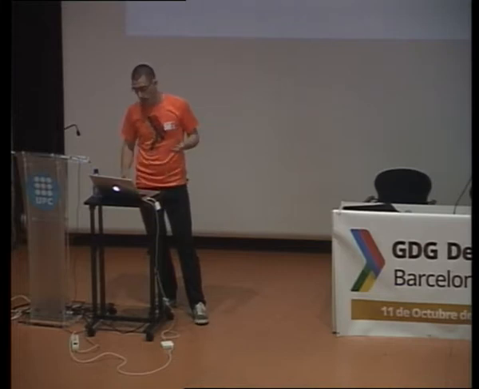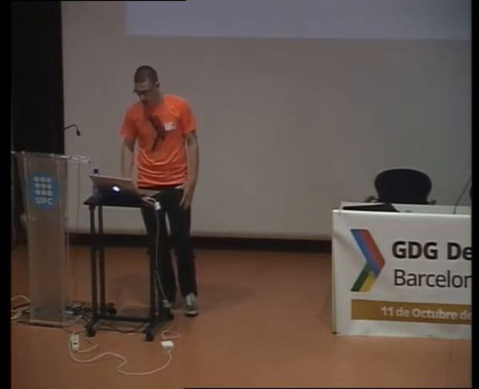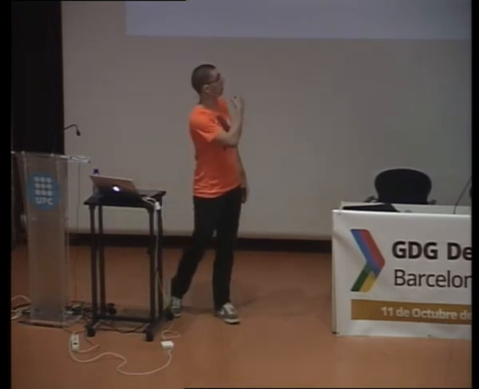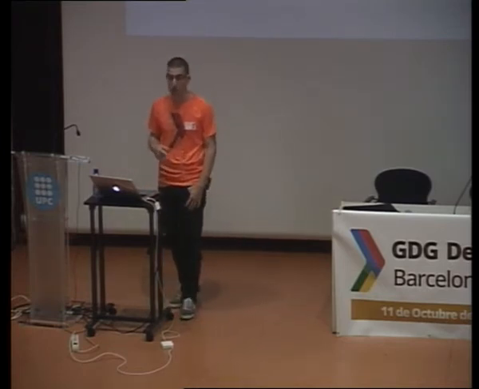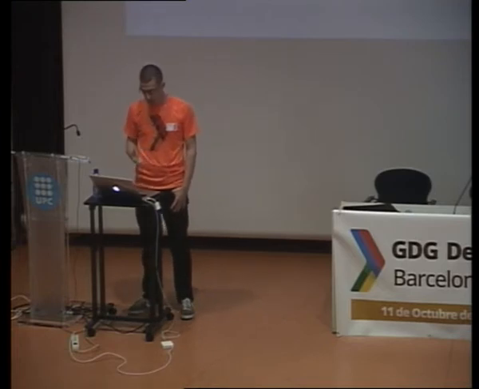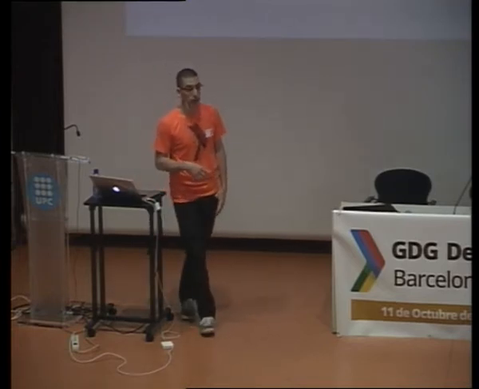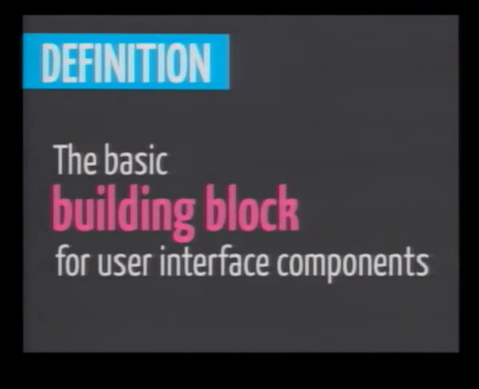Do you have a definition for view? Actually, it's funny, because a view is very important in Android development, but nobody knows a great definition of it. If you go to the Android documentation, and especially the view page, you will find this definition: a view is a basic building block for user interface components. So basically, this is the atom of a UI.